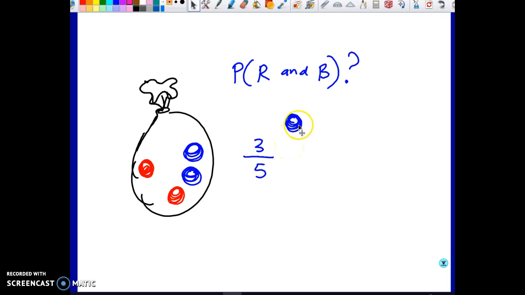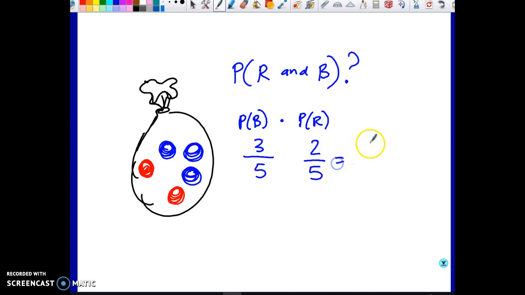So if I pick one, it's a 3 out of 5 chance. Now let's say I put the marble back in. What's the chance of it getting a red now? Well, 2 out of 5. Probability of getting a blue, multiplied by the probability of getting a red, provided that I put the marble back in the bag, would be 6 out of 25. I had to multiply those together. No common factors, so 6 out of 25.